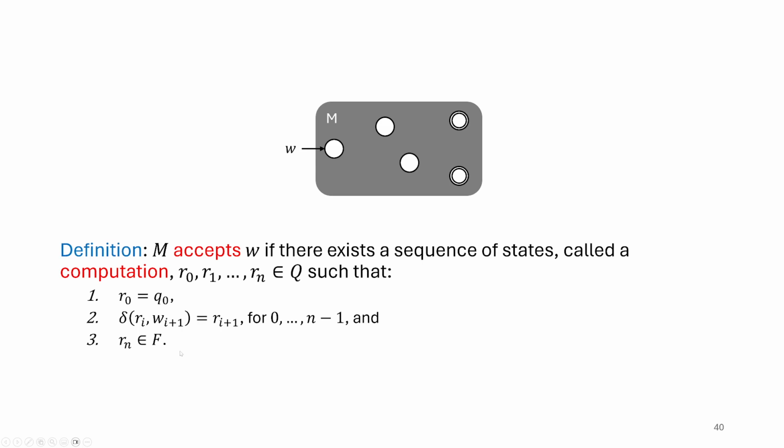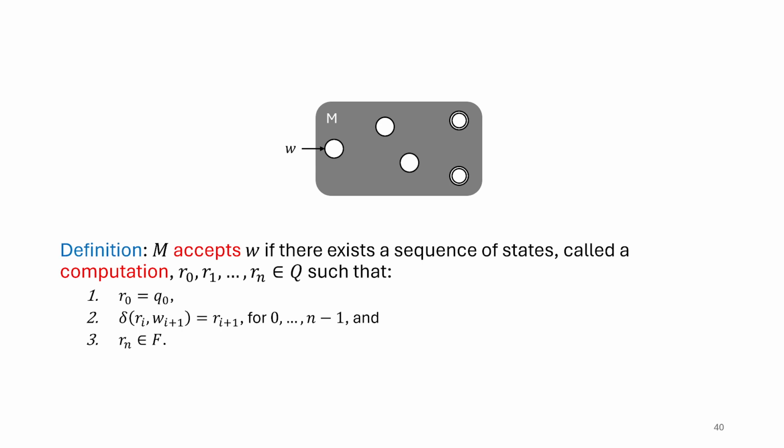Okay. And then perhaps the only thing that we need to add at the end, remember this is a definition of what it means to accept W. Then at the end we could say, well, the last state we end up in, Rn, has to be one of the final states, or an accepting state.